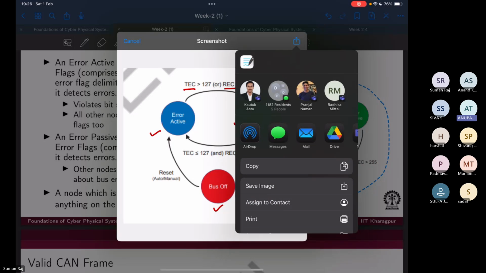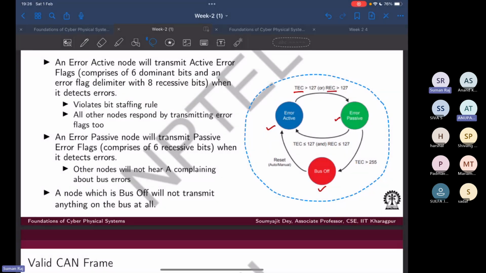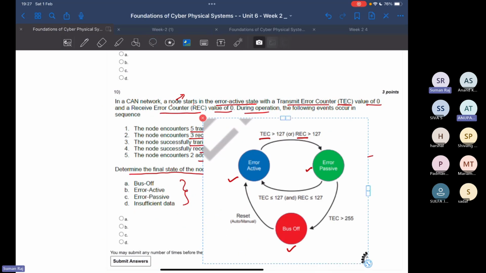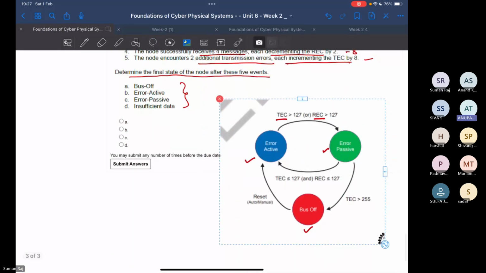If TEC and REC is less than 127, as per this diagram, then it is error passive.